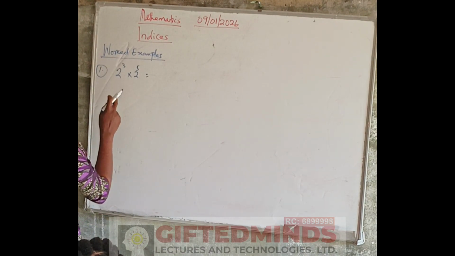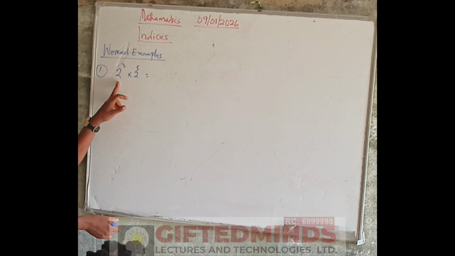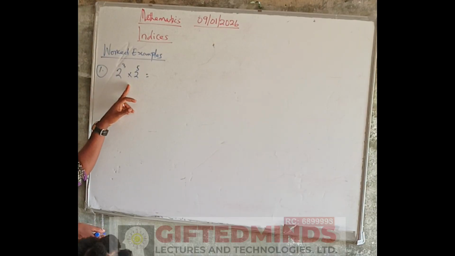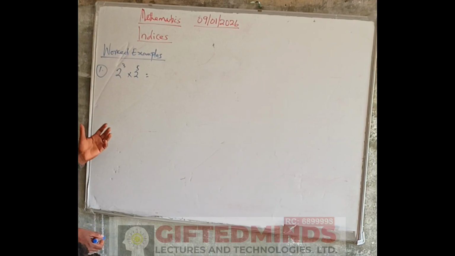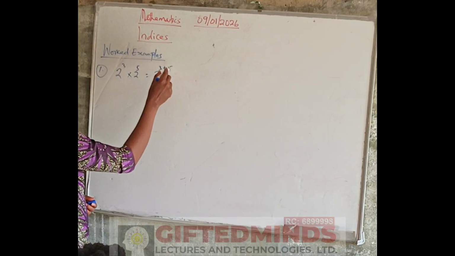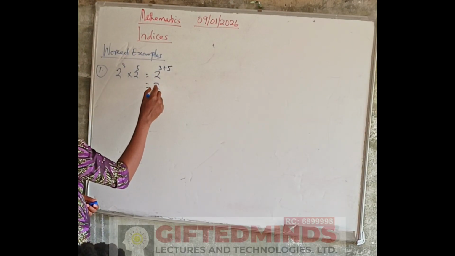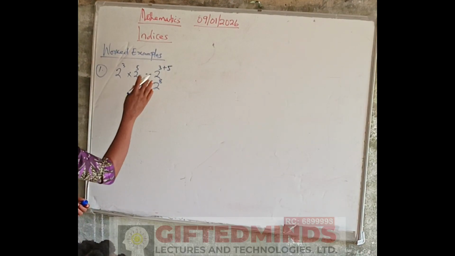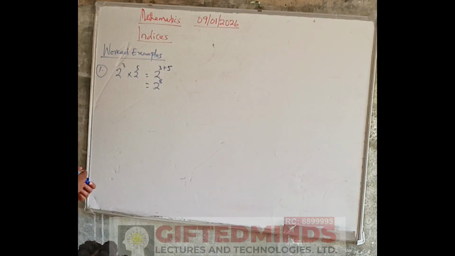The first thing you need to notice is that the number down is the base, right? The number up is the index, or power, right? You just know that this is 2 raised to power 3 plus 5, which equals 2 raised to power 8. In the exam hall, you don't need to write this out. You should know that 3 plus 5 is 8, and then you know what to do with 2 raised to power 8, right?